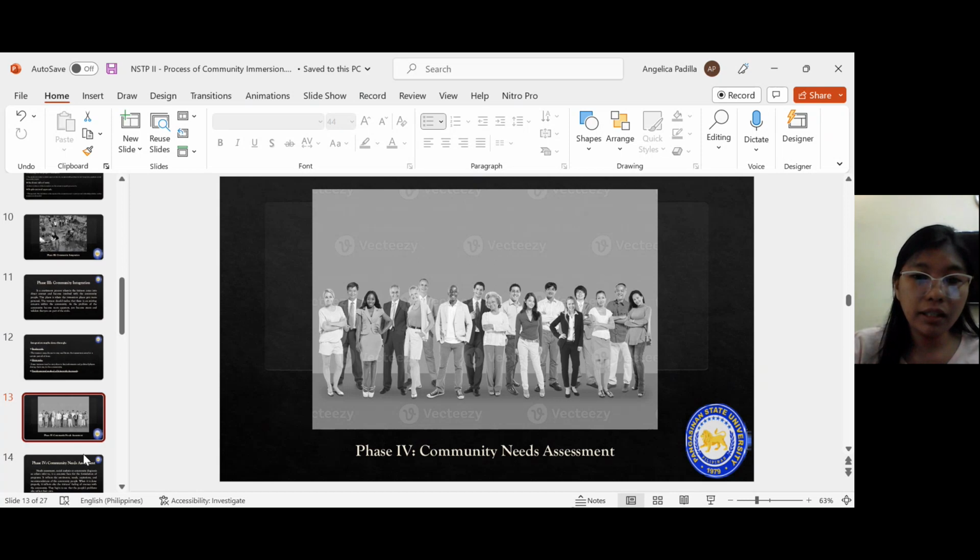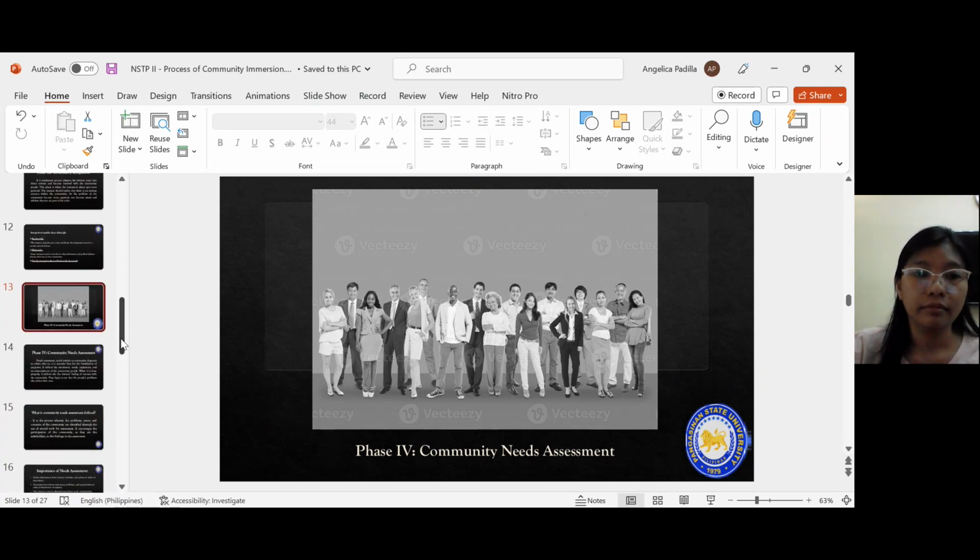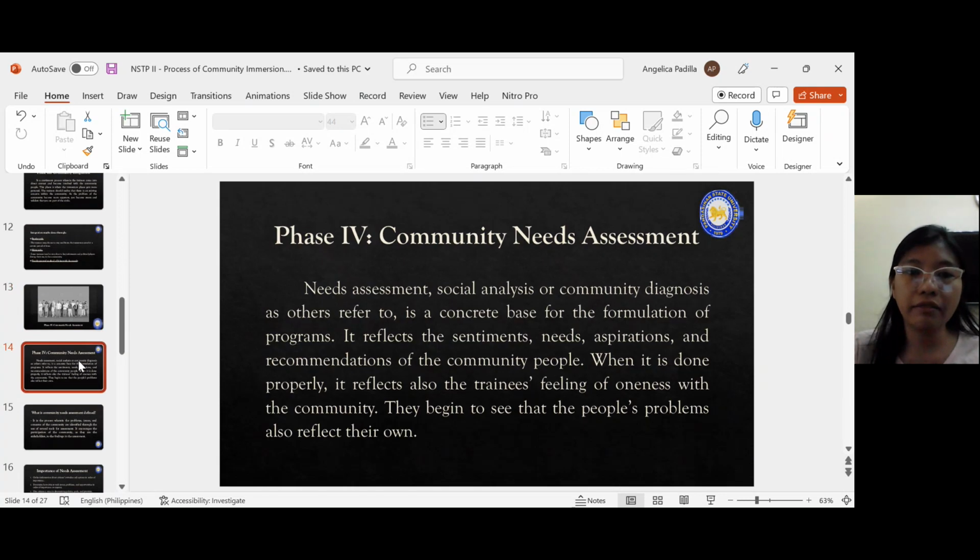Phase 4, community needs assessment. Ito na, yung needs assessment survey. Needs assessment, social analysis, or community diagnosis, as others refer to, is a concrete base for the formulation of programs. It reflects the sentiments, needs, aspirations, and recommendations of the community people. When it is done properly, it reflects also the trainees' feelings of oneness with the community. They begin to see that people's problems also reflect their own.